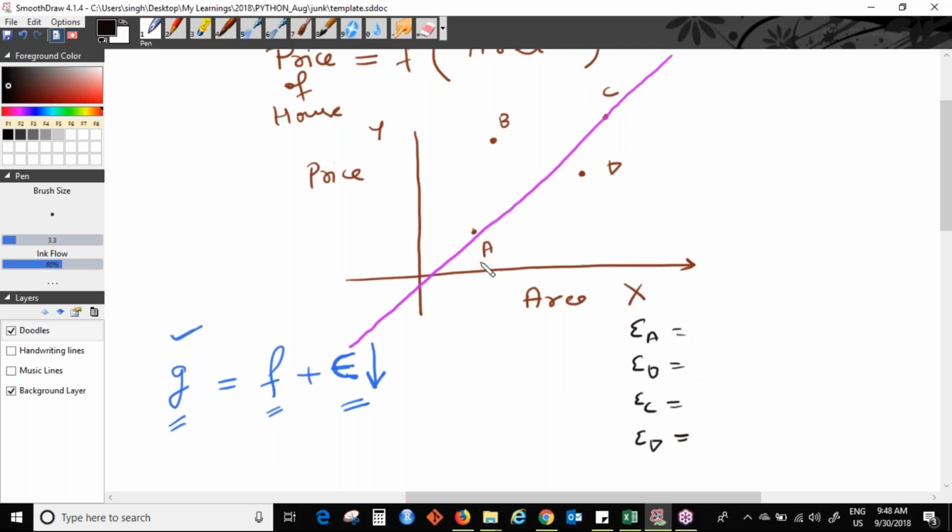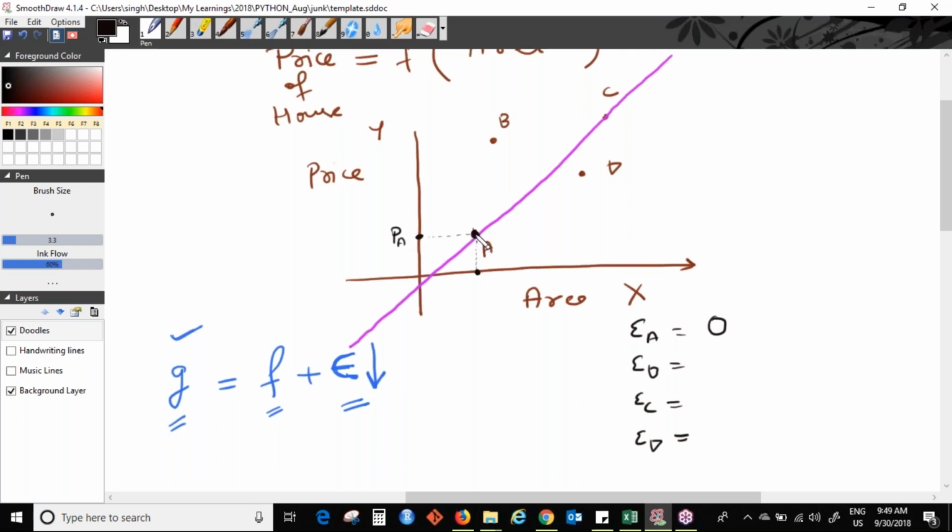So what is the error for point A? Yes, guys, what do you think? Yes, it is 0 because the line is passing through the point, right? So the error for point A is 0. Why is it 0? What will your line tell about the price at this area? The area here for point A is this particular point. So what will your line predict? Your line will predict this particular price, PA, and the actual price is also PA.